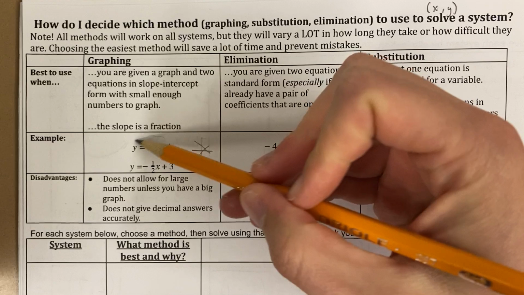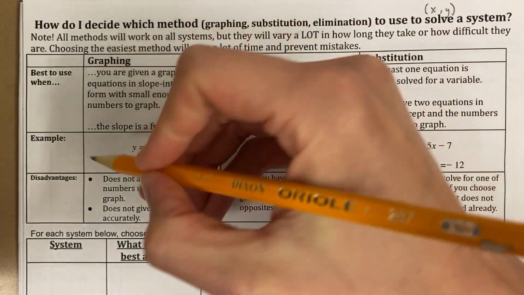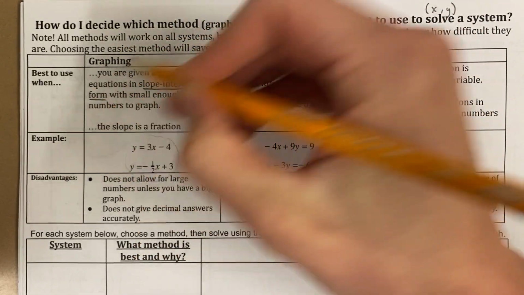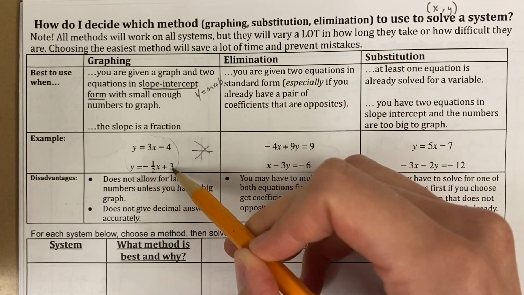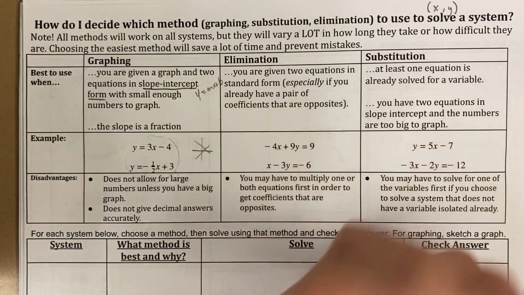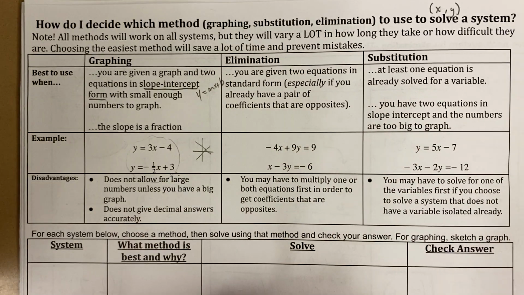But when you get 2 equations that look like this, they're both in slope-intercept form, right? Remember, slope-intercept form looks like this, y equals mx plus b. If you get 2 equations that both look like this, these are easy to graph, and you should just graph those, and they'll intersect at a point, and that'll be the solution.